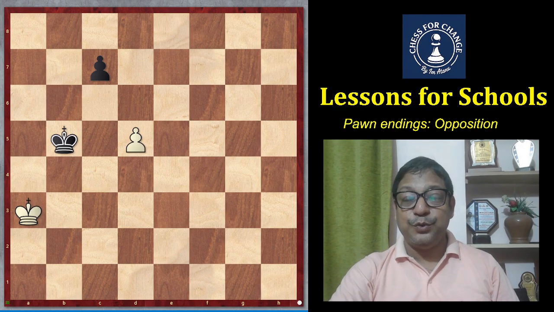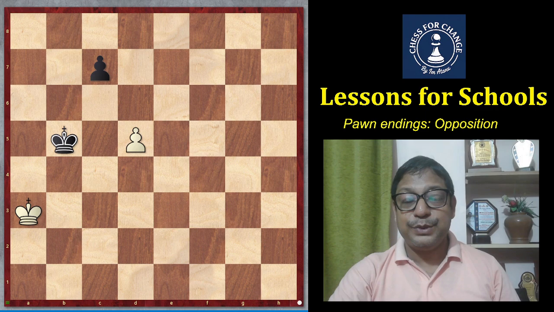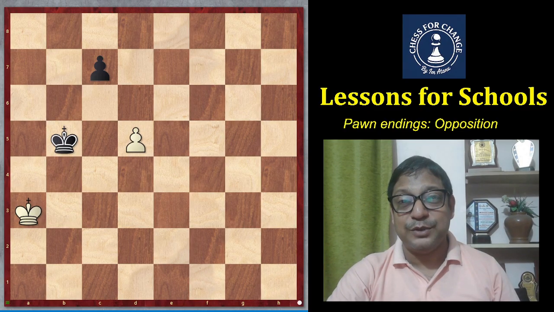Okay, so that is black's idea. But it's white to move. You have to use the concept of opposition, which you learned just now, to draw the game, to save the game. Think and find out how white can draw from this position, which looks like a losing position.